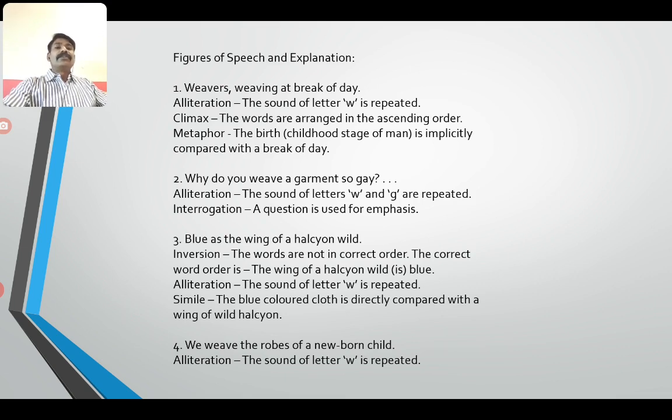When the consonant sounds follow one another, or when a particular sound or word is repeated in the same line, that is when alliteration takes place. So it happens here, which is why we call it alliteration. The sound of the letter W is repeated.